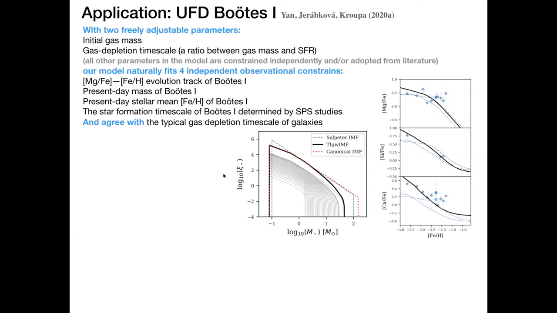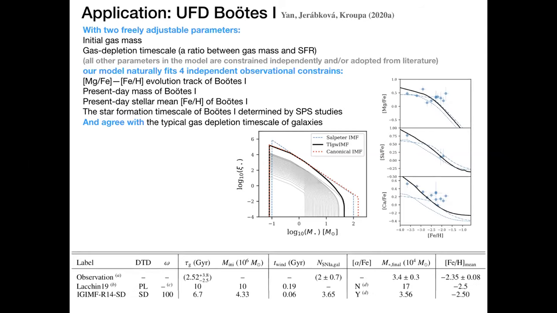The star formation time scale of this galaxy is determined independently by stellar population synthesis studies, and they suggest that this galaxy should form in about 100 million years. With that short star formation time scale, you have to have a top light IMF in order to fit this evolution, in order to fit the abundance ratio plot. So this confirms that the galaxy-wide IMF is top light. And here is just a table of the parameters we fit in comparison with an earlier publication.